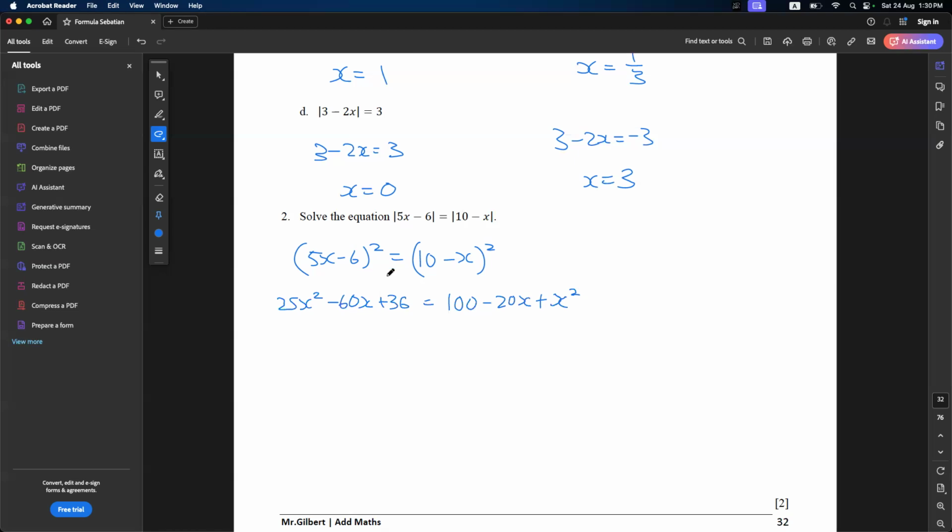Yes. Throw everything to one side and let the equation equal 0. Throw the x squared here, I will get 24x squared. Throw the 20x here, I will get minus 40x. Throw the 100 here, I will get negative 64 equals 0. And when I solve my quadratic equation here for x, you can use a calculator for this.